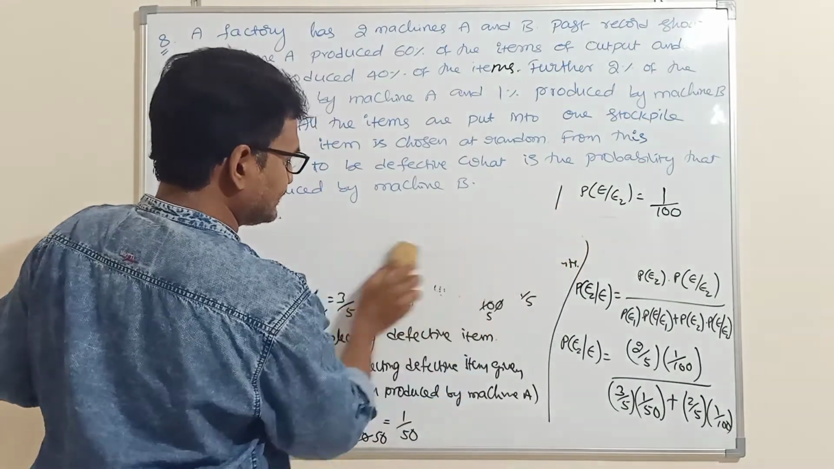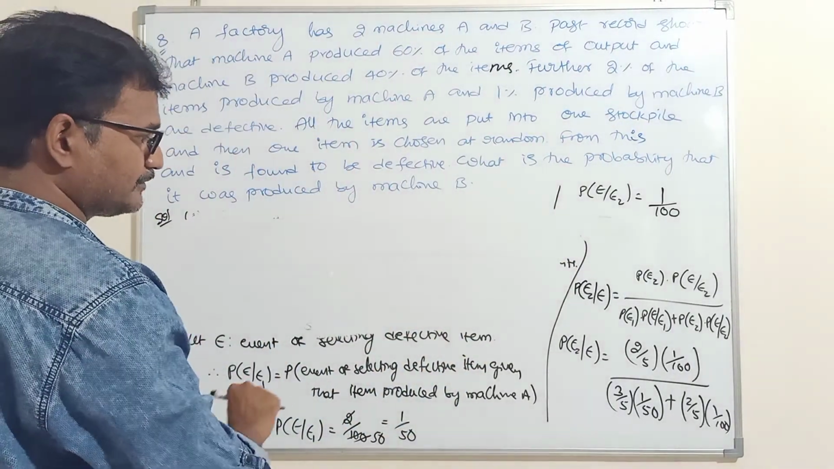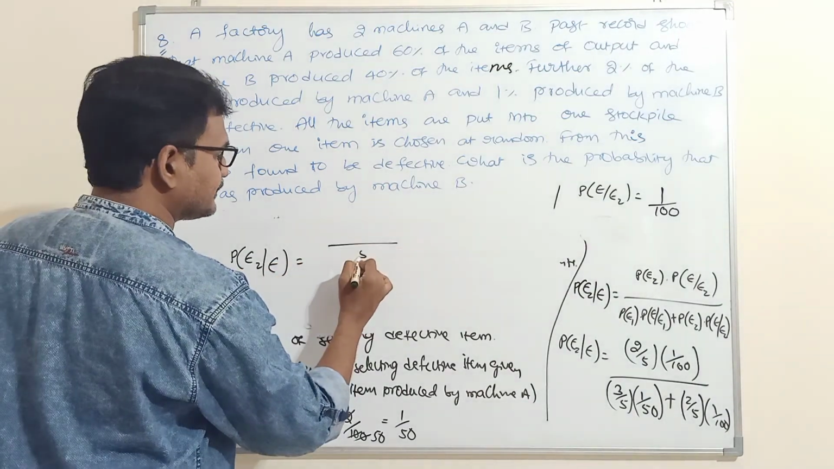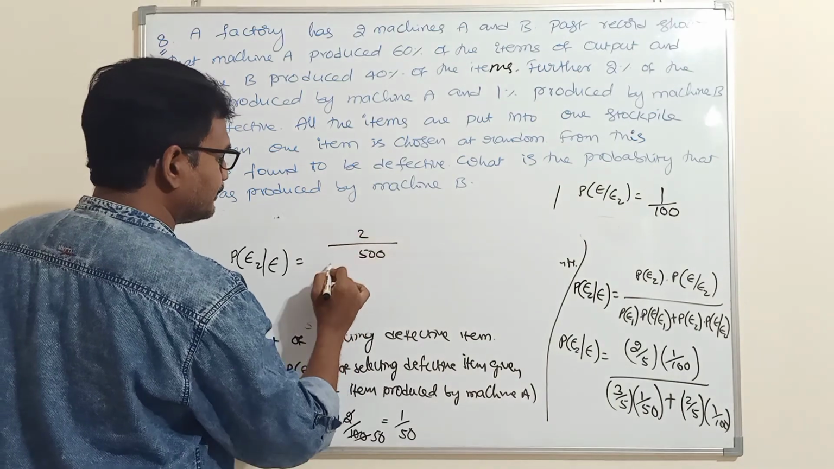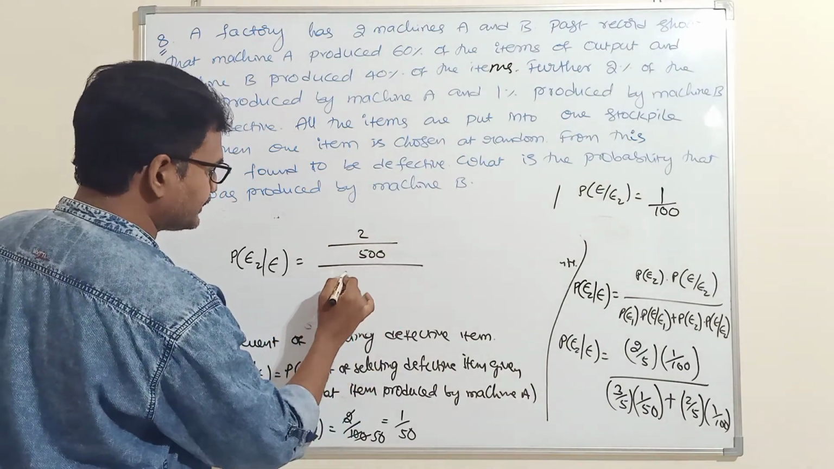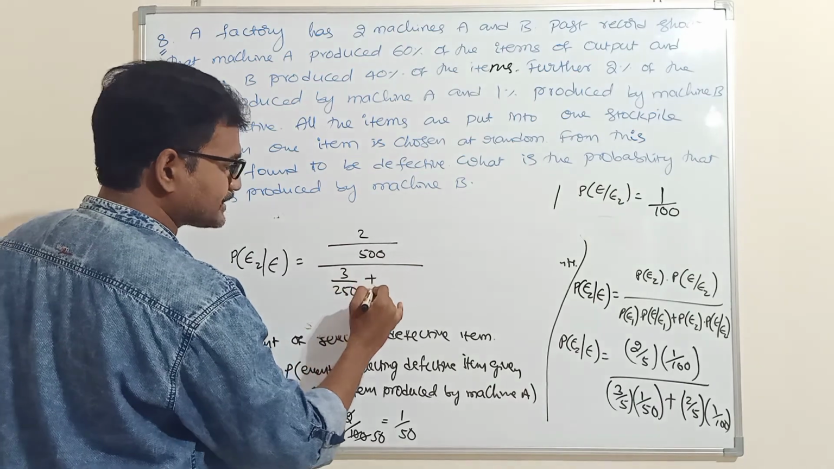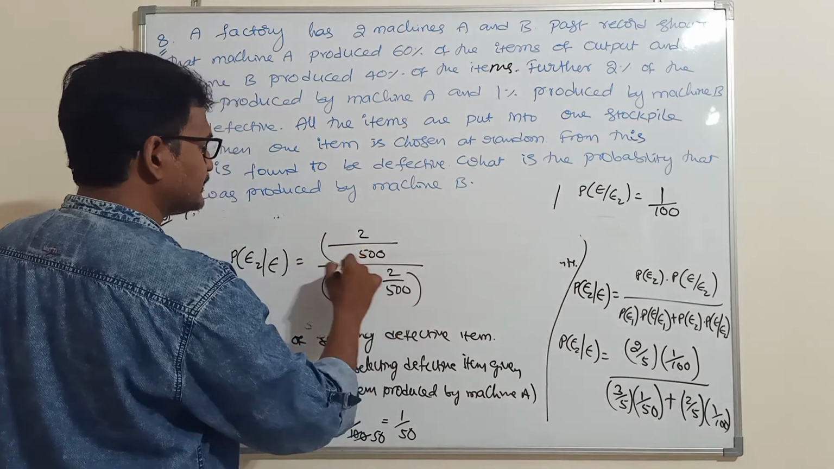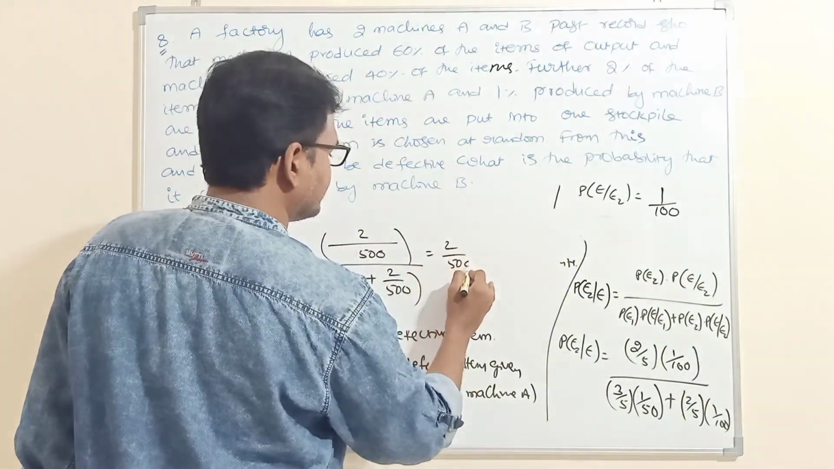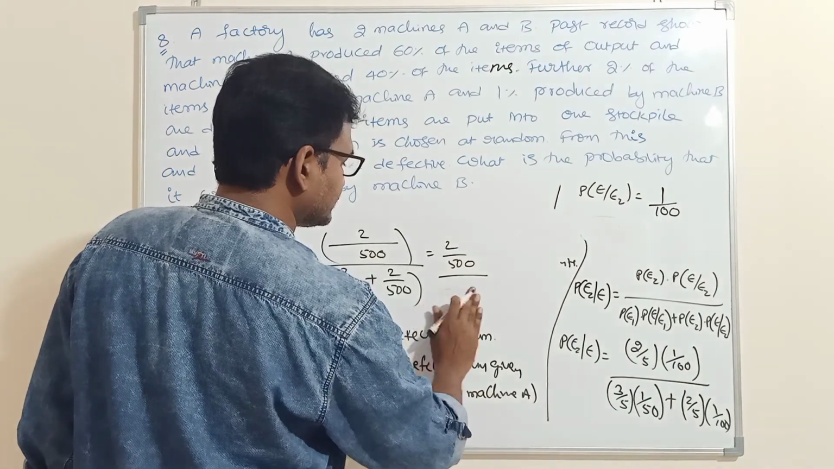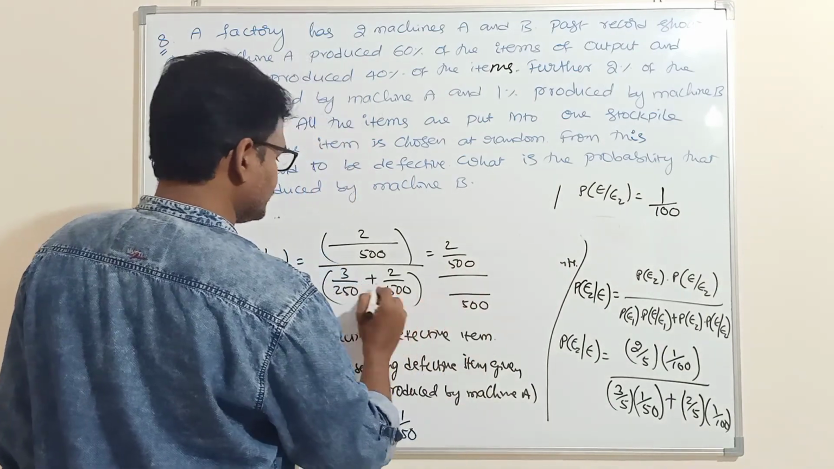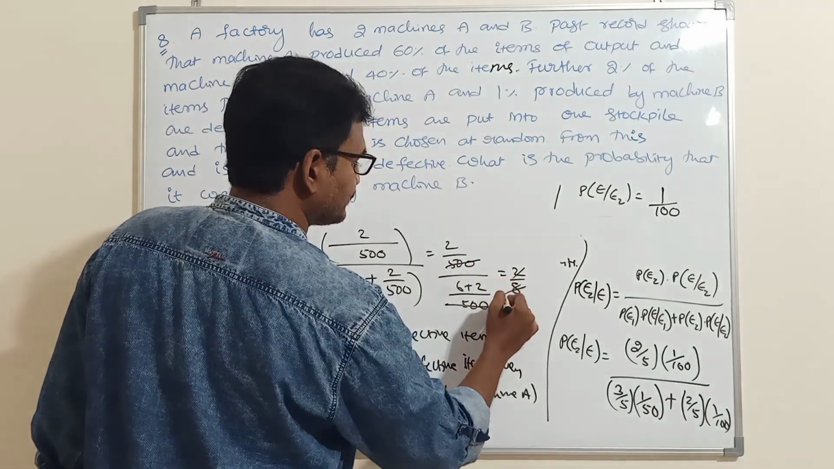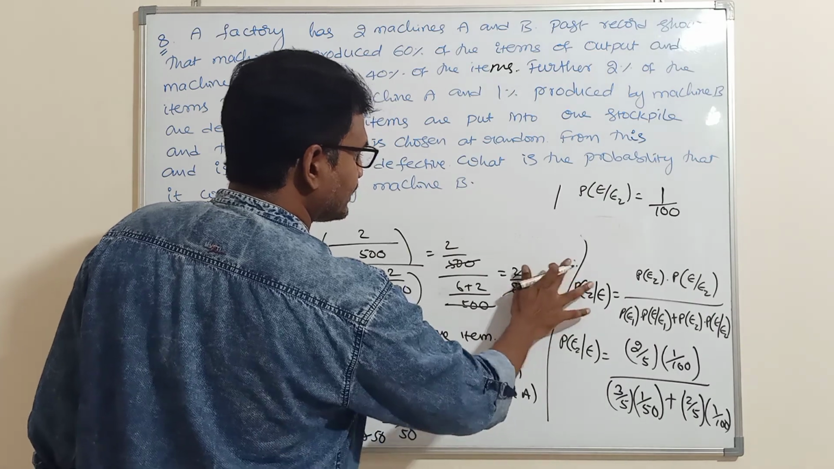The LCM in the numerator is 500. P of E2 given E equals 2 by 500 divided by, here LCM is 250, 3 by 250 plus 2 by 500. The LCM is 500 for these two terms: 6 plus 2. The 500 gets cancelled. 2 by 8, and 2 by 8 means 1 by 4 is the answer for this problem.